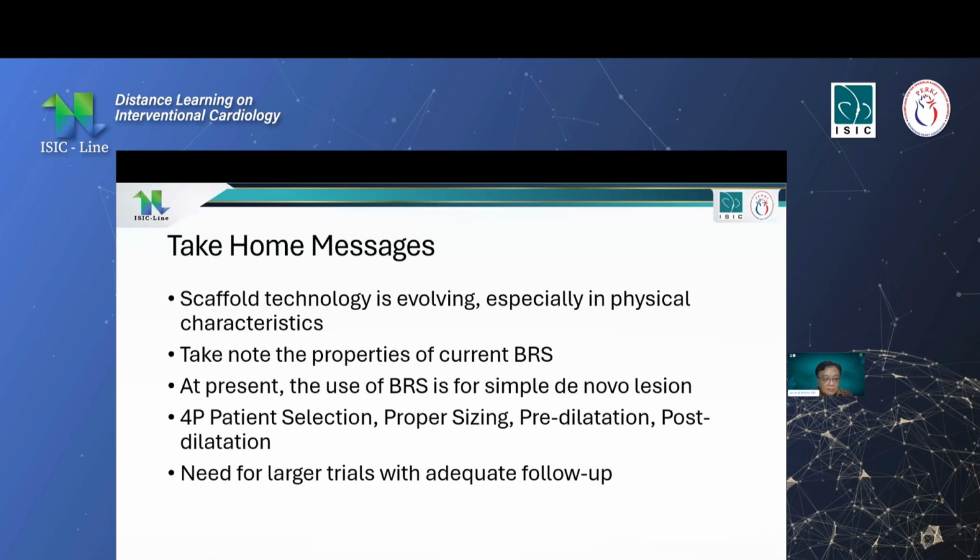Like Absorb, the 3 years follow-up shows inferior to DES, but we don't know after the resorption time is finished.